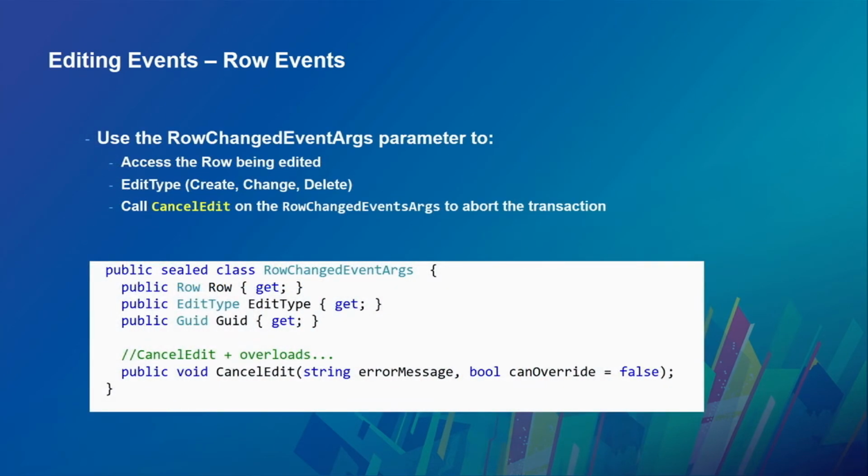So here, when I subscribed and when I get the event, I end up with a row changed event args. This gives you access to the row that was edited. It also gives you the edit type to tell you whether it was a create, change, or delete. And then you also have a cancel edit method on that event args to allow you to abort the transaction if that's what you're interested in. Say, if perhaps the validation didn't pass.